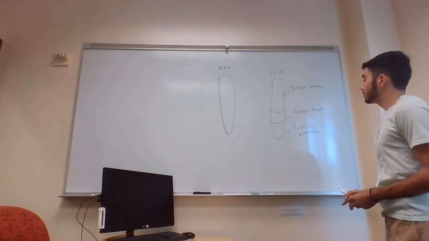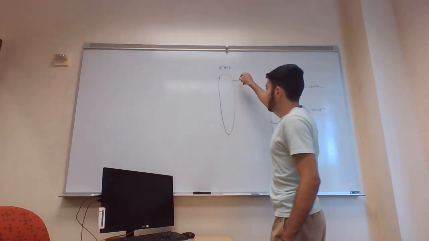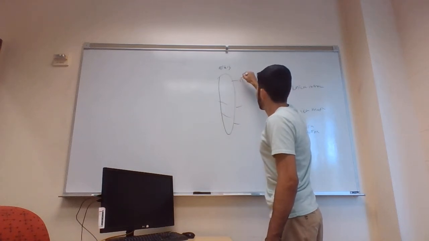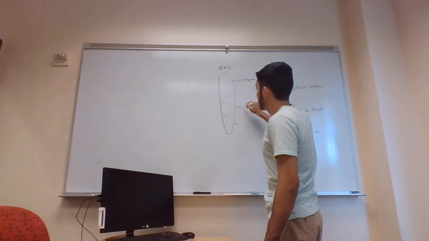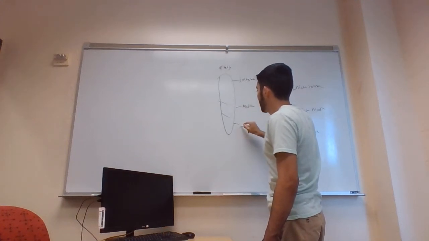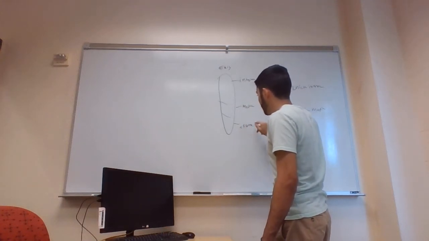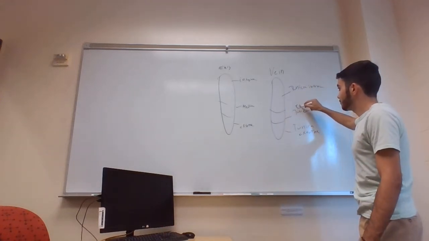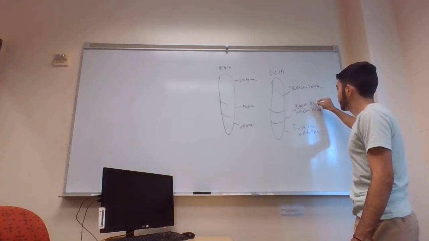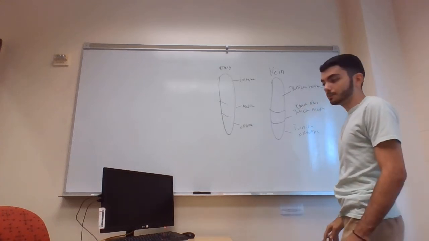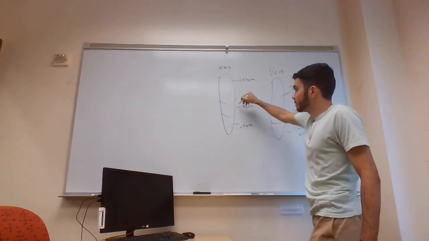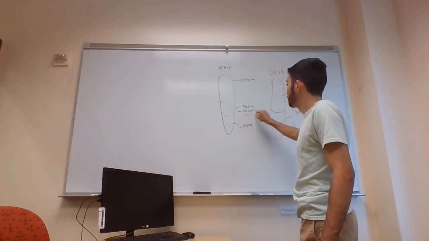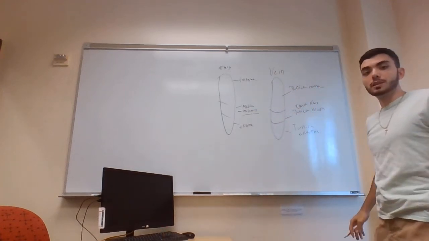Now, your artery is going to have the same structure, 3 layers. Interna, media, and externa. The difference between these two is your vein has elastic fibers in the media, which is the middle. And your artery has muscularis, which is muscle tissue, in the middle, aka the media.